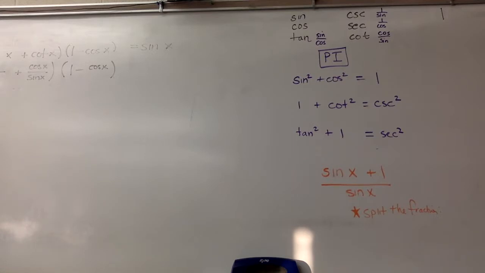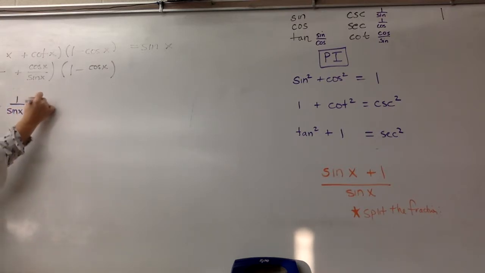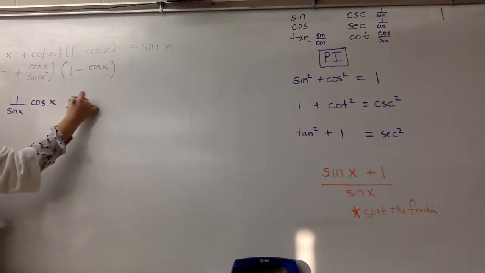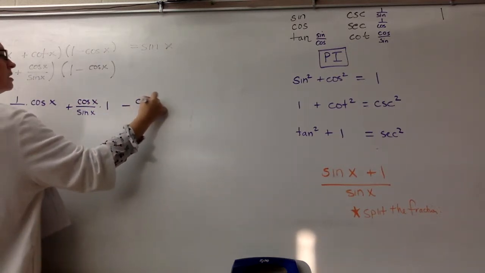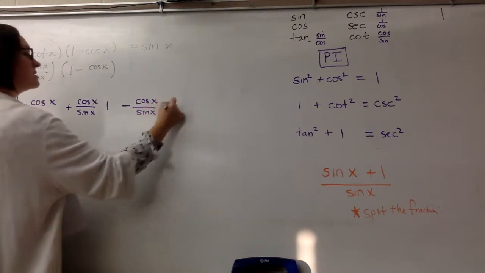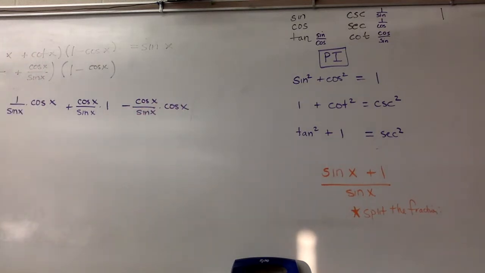We're going to get 1 over sine x times 1 plus 1 over sine x times cosine x. This should be a minus sign. This times this, this times this. Then I'm going to go to my middle, plus cosine x over sine x times 1 minus cosine x over sine x times cosine x. Are there any questions about the purple FOIL line? We're all good?